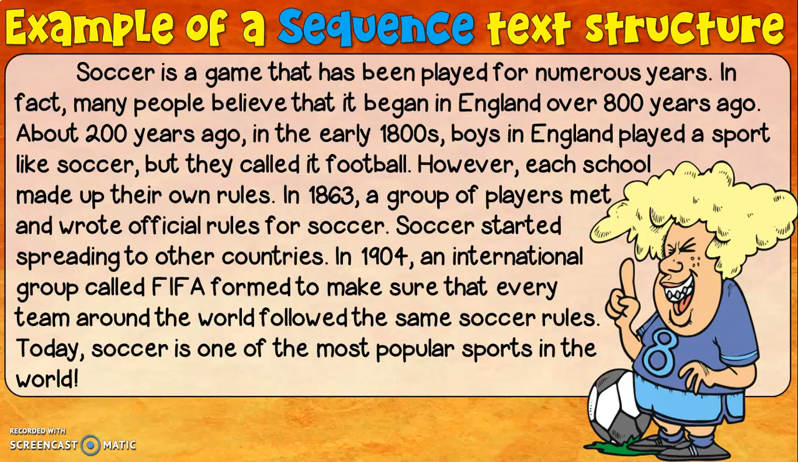In 1863, a group of players met and wrote official rules for soccer. Soccer started spreading to other countries. In 1904, an international group called FIFA formed to make sure that every team around the world followed the same soccer rules. Today, soccer is one of the most popular sports in the world.